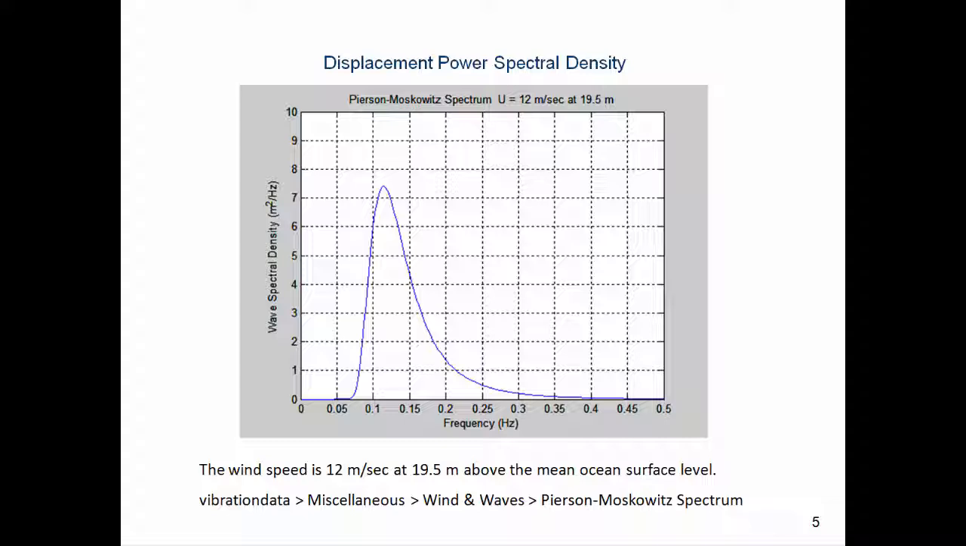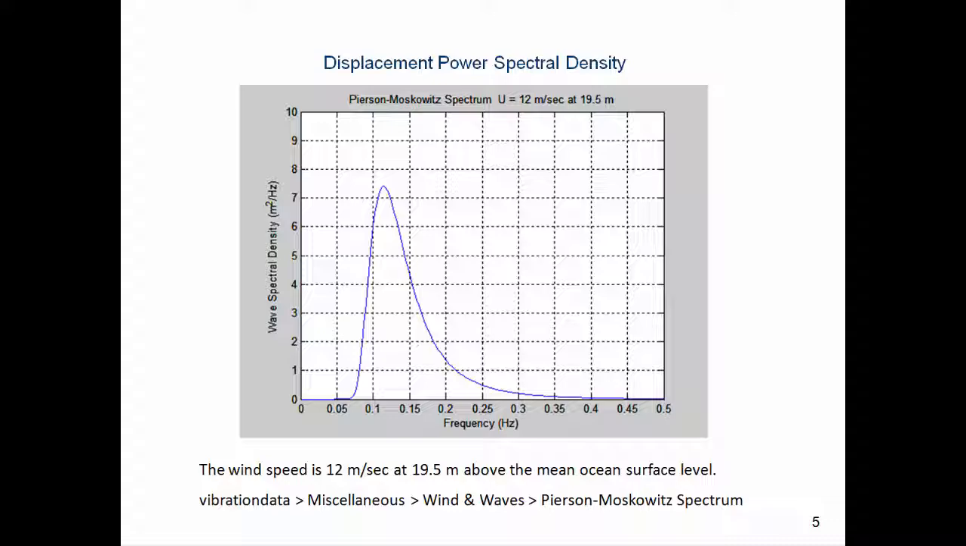It depends particularly on the value u. Now u is the wind velocity at an altitude of 19.5 meters above the mean sea level. So on the y-axis here we have the wave spectral density, meters squared per hertz. You could call this the wave height spectral density, or the wave vertical displacement spectral density. There's a couple different candidate names there. And then frequency in hertz. And in this particular case, it's customary to have just a linear plot.